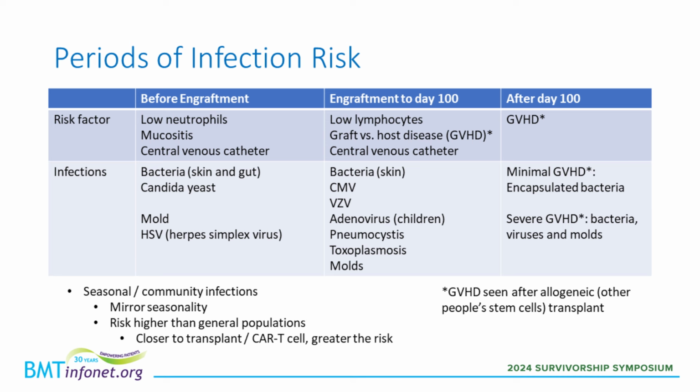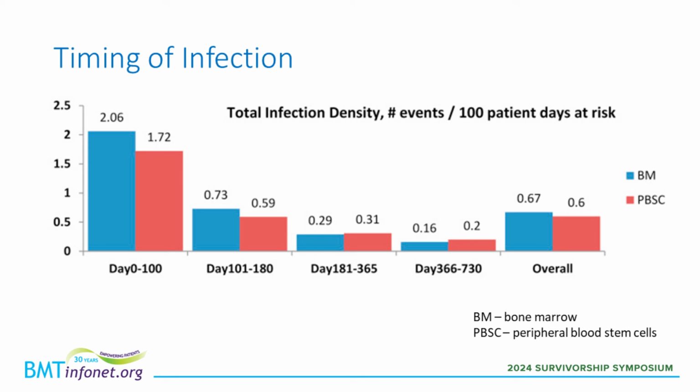After day 100, the risk for infection in allogeneic transplant patients is really related to how severe their GVHD is. If they have minimal graft versus host disease, then they remain at an increased risk for infections due to those encapsulated bacteria, and again, Streptococcus pneumoniae is that main bacteria we're concerned about. However, if you have severe graft versus host disease and are needing to remain on multiple medications to control that, then your risk for infection remains similar to that period in the engraftment to day 100.